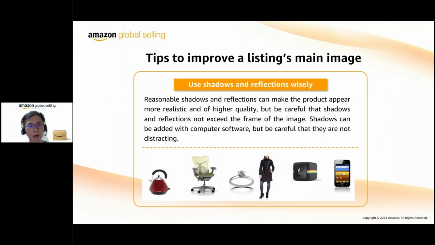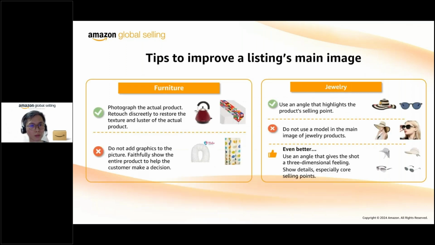Some tips here: try to use shadow and reflection wisely, to make it look more natural and realistic. If you are selling into a category like furniture, there are some tips as well. As for jewelry, if you're in this category, try to use an angle that highlights your product's selling point. For jewelry, you might not be able to use models in the main image, but you can use them in the alternate images.